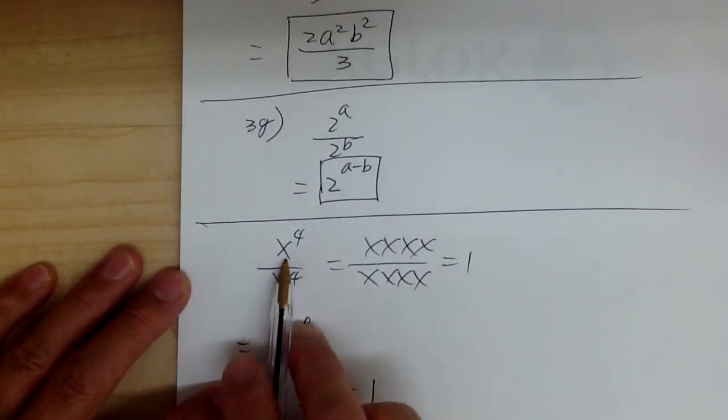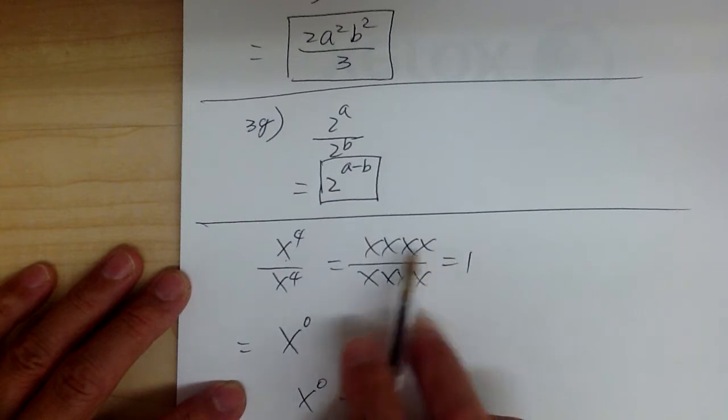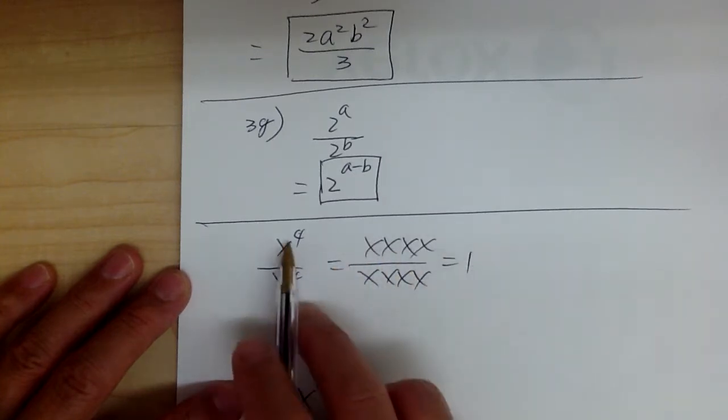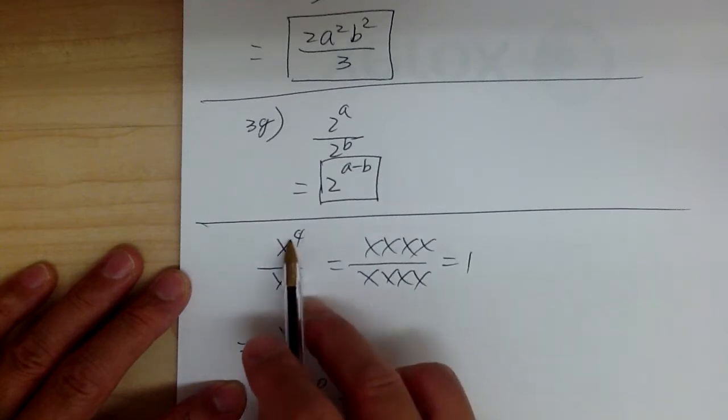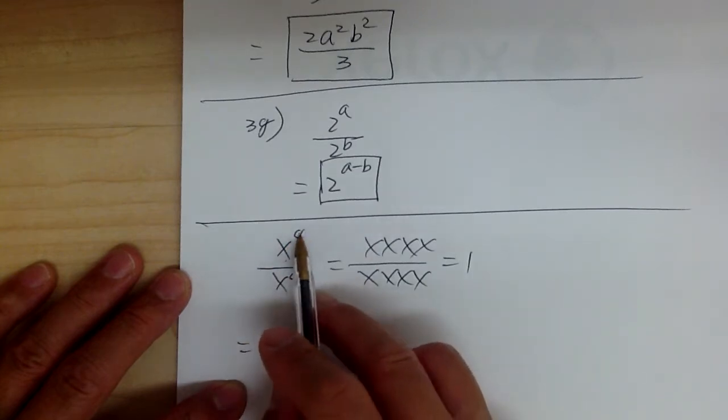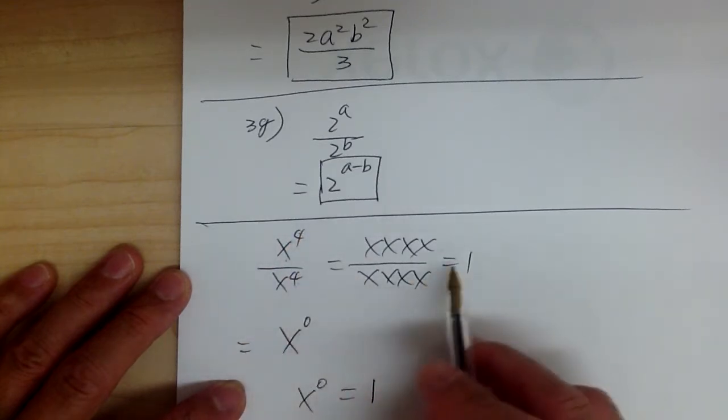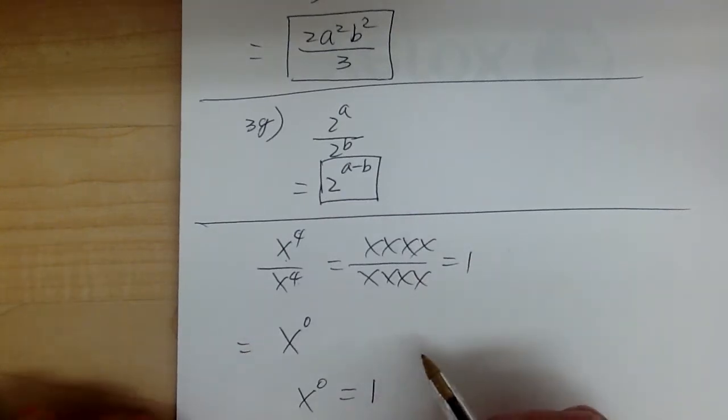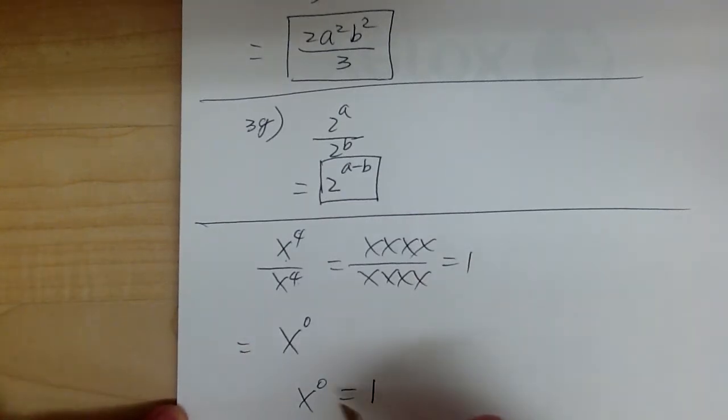Okay? So again, x to the 4 over x to the 4, there are 4 of them, so everything gets cancelled and it is equal to 1. But if you apply the quotient rule, when you have division, you subtract, so 4 minus 4 gives you 0. So you can see they are equal. Okay? So this is how you prove the 0 exponent gives you 1.